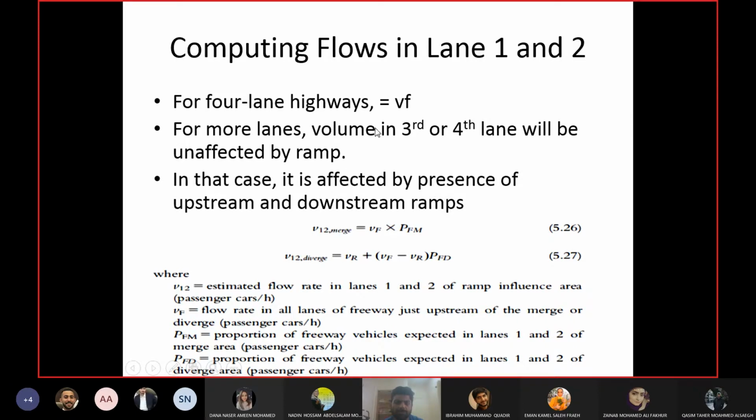Okay, and if it's a four lane highway, then V12 will be basically VF, because there are two lanes then, right? 4 lane means what? Each direction has how many lanes? 2 lanes. Okay, so there are 2 lanes and both of them are affected by the ramp. And in that case, you don't have to apply any proportion, right? The flow in those lanes will be the flow of the freeway. That's it. Okay, so your life will become easier if you have a 4 lane freeway.